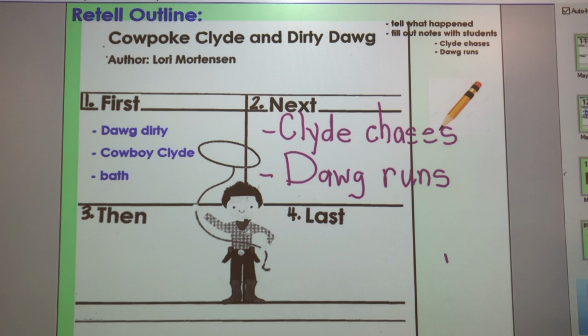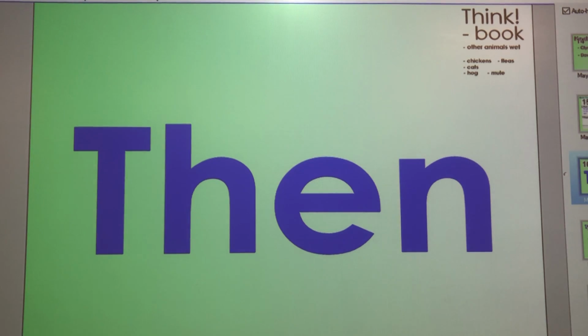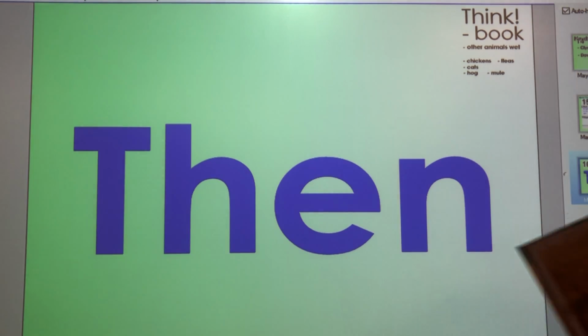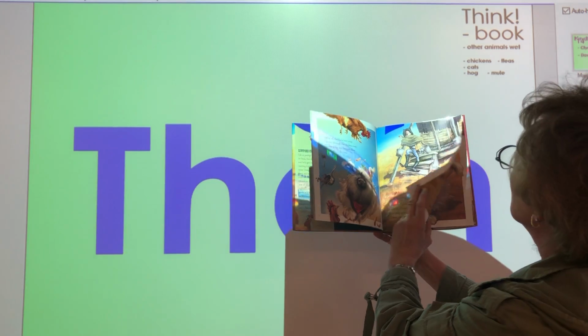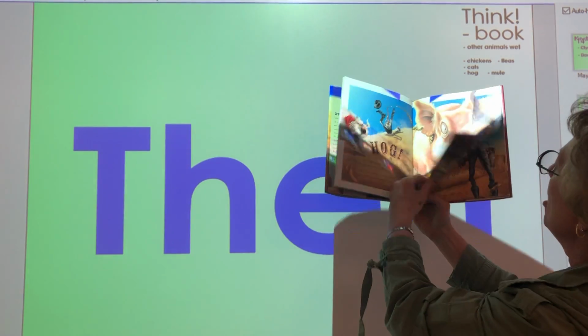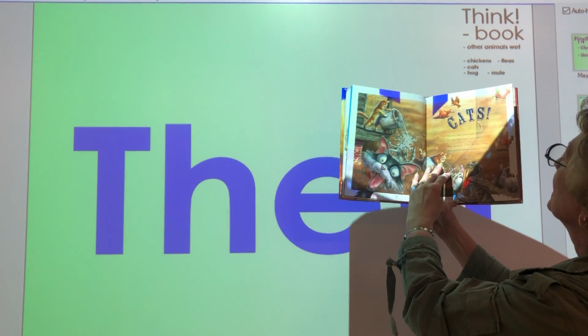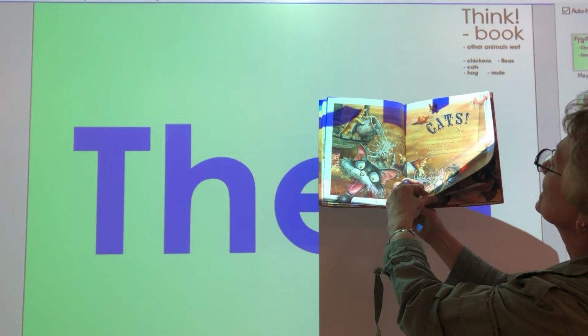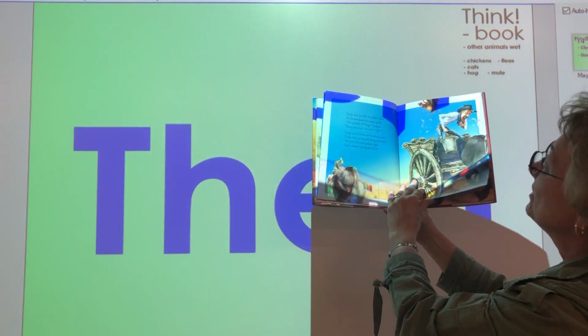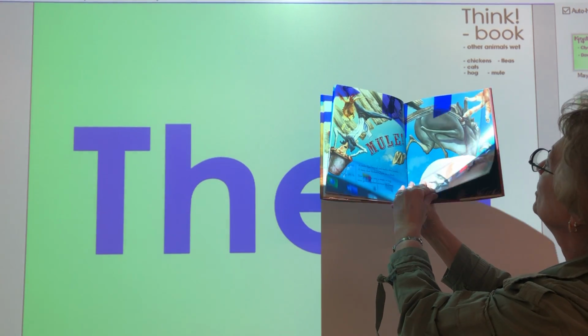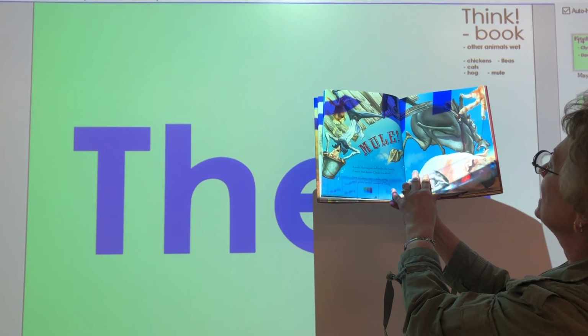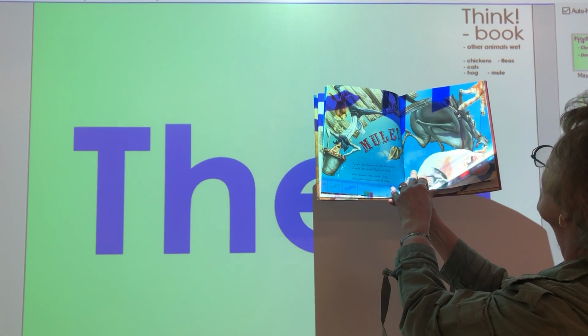Okay, now I need you to think about what happens then. Think about it. Who were some of the animals that were in the book? Well, we have the fleas, we have the hog, we have the chickens, we have some cats, we have the mule. The mule ends up breaking the hitch and kicks poor Clyde.